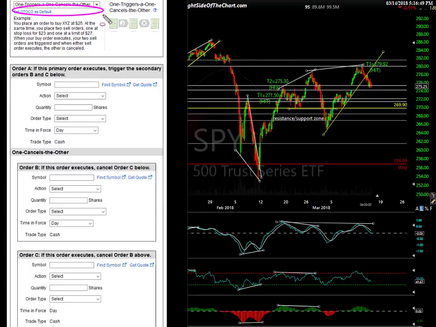You can see it there. One triggers, a one cancels the other. So basically, you have order A up top here, and it says if this primary order executes, trigger orders B and C below. So in this case, I'll just show you the real world example here.